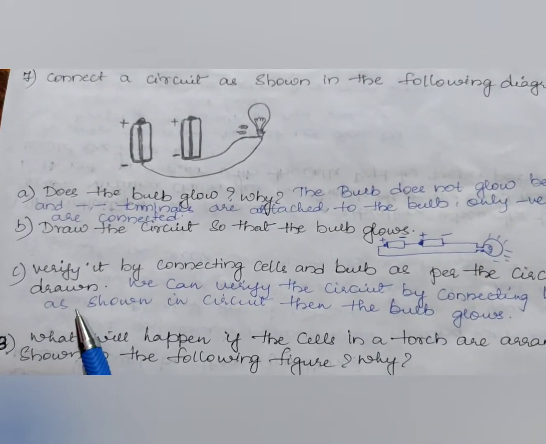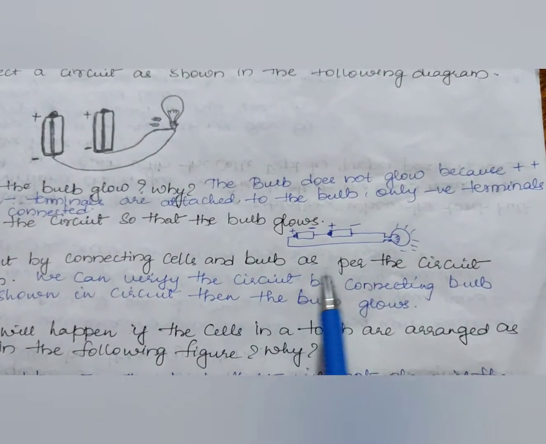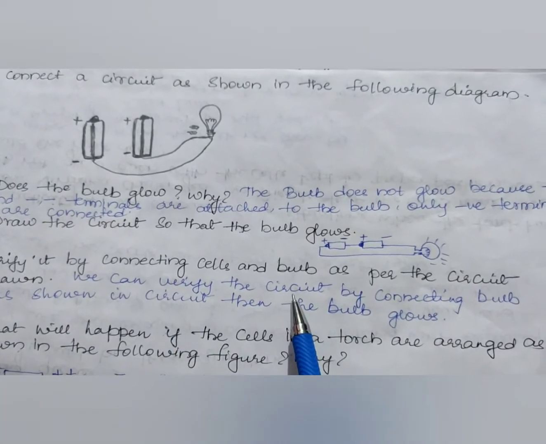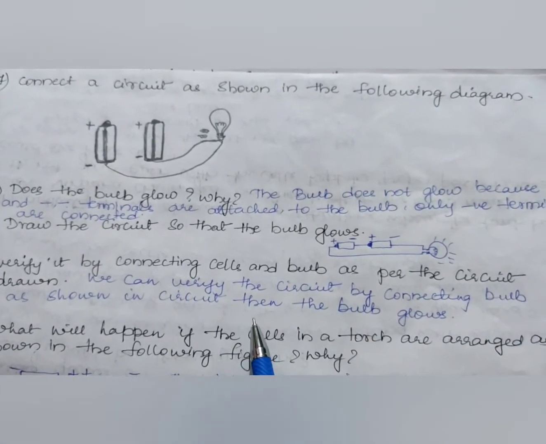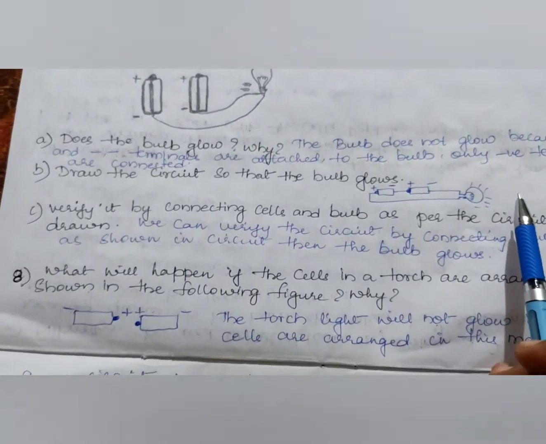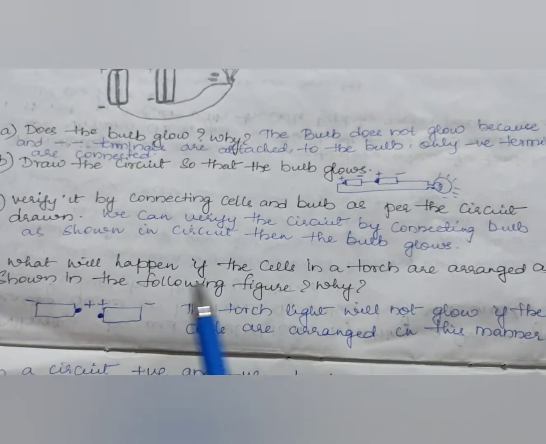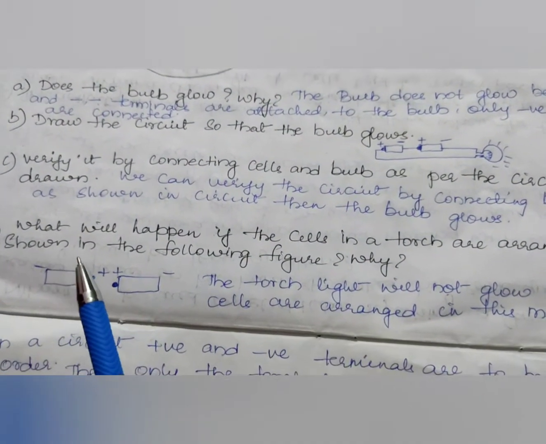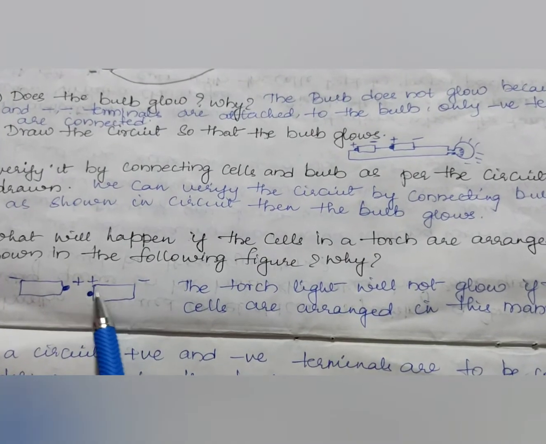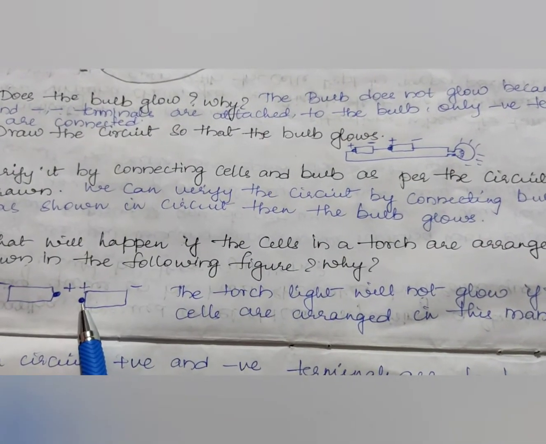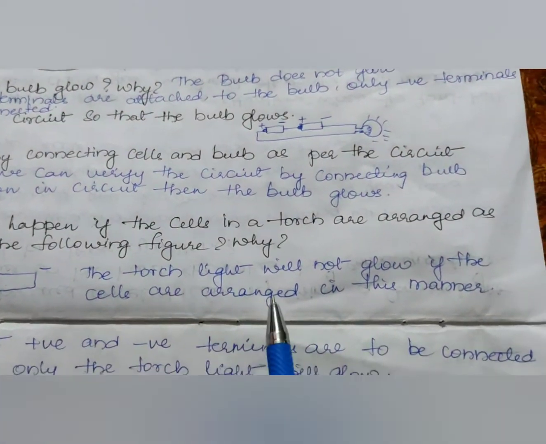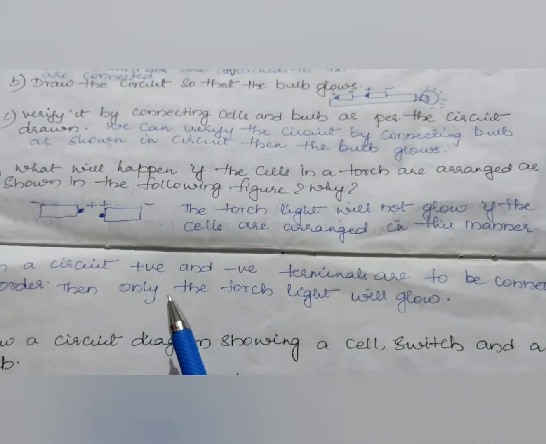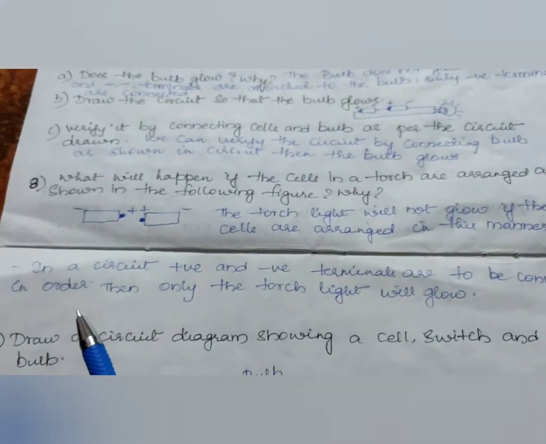Next, verify it by connecting cells and bulb as per the circuit drawn. So here we can verify the circuit by connecting the bulb as shown in the circuit, then the bulb glows. Next, eighth question. What will happen if the cells in a torch are arranged as shown in the following figure? Why? So here if the two positive terminals are kept on one side, then the bulb will not glow. So the torchlight will not glow if the cells are arranged in this manner. In a circuit, positive and negative terminals are to be connected in order.